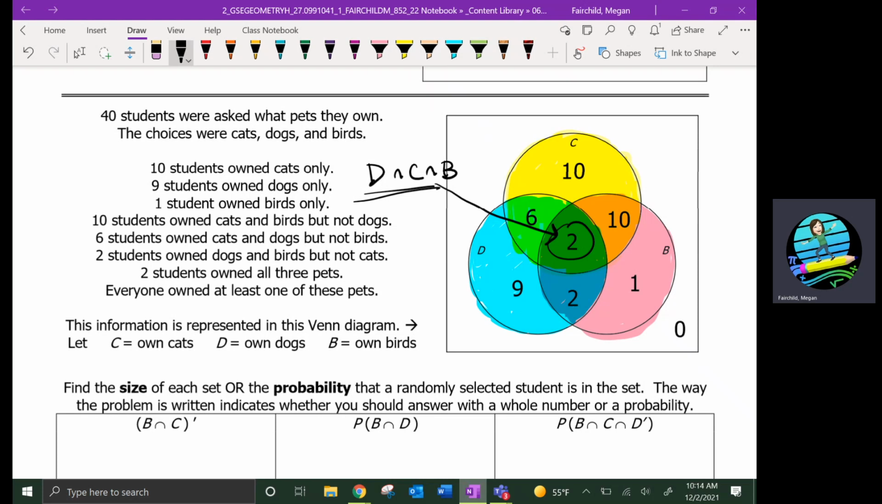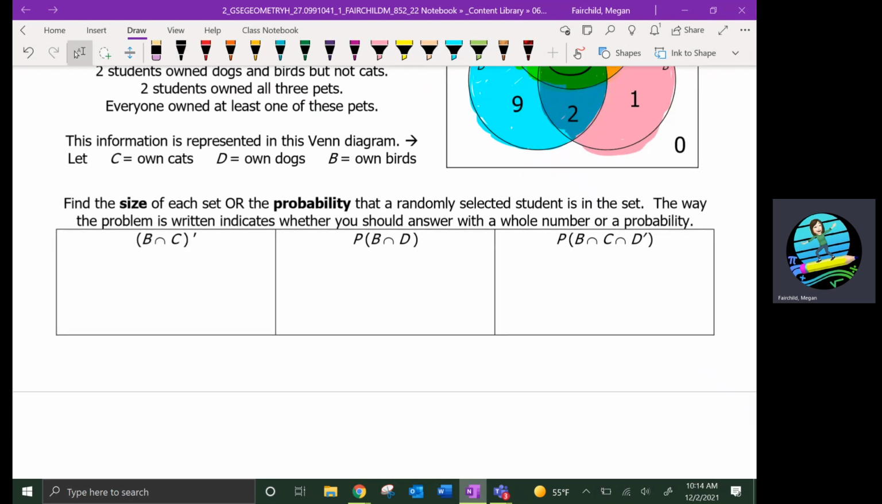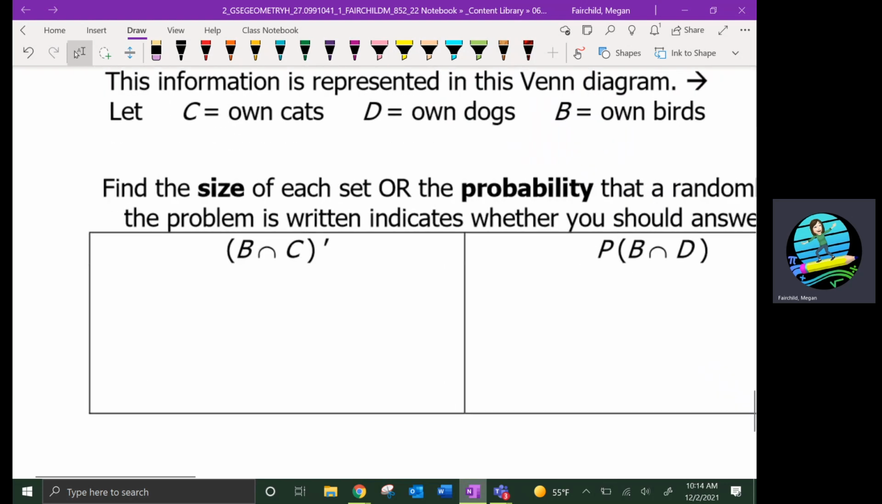Let's work on these 3 here at the bottom because you're going to need to know how to do this. So my advice is, number 1, see if it's asking for a size or a probability. If it has a P next to it, it's asking for a probability. Translate what it's saying. Okay, this says B and C, but then it says what? Not B and C.